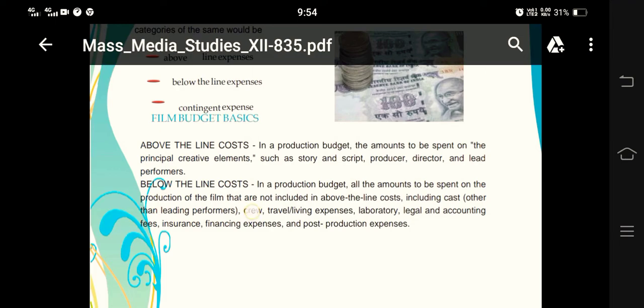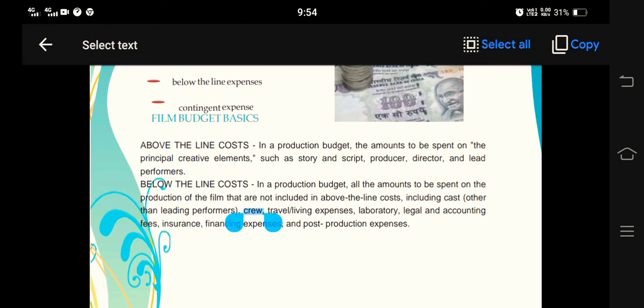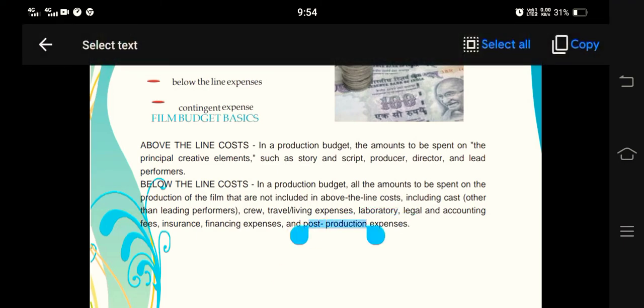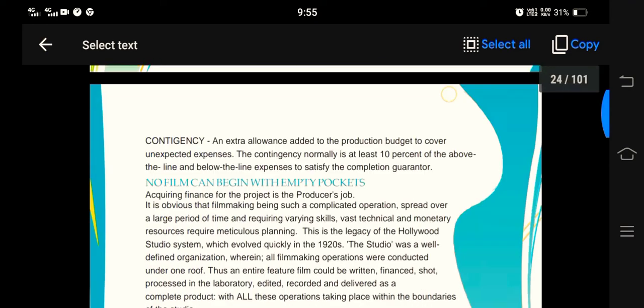So it can be accommodation, transportation, insurance, crew members, other lead performers, laboratory, legal or accounting fees, anything related to that. And the post production expenses are also included in below the line costs.